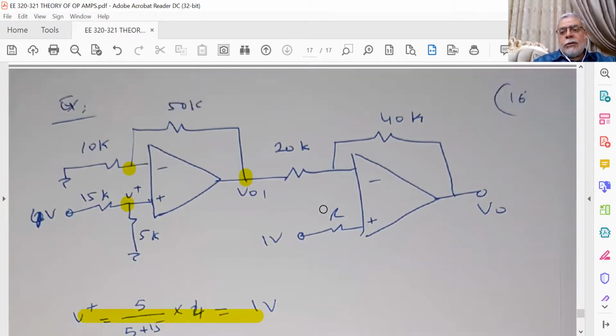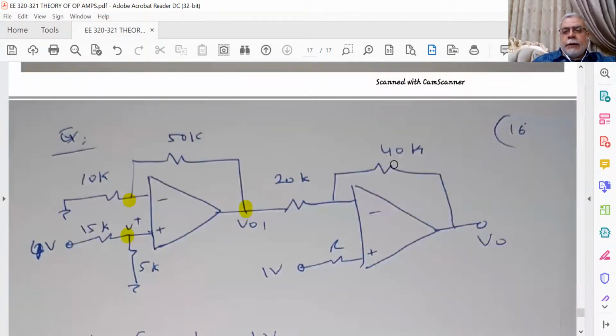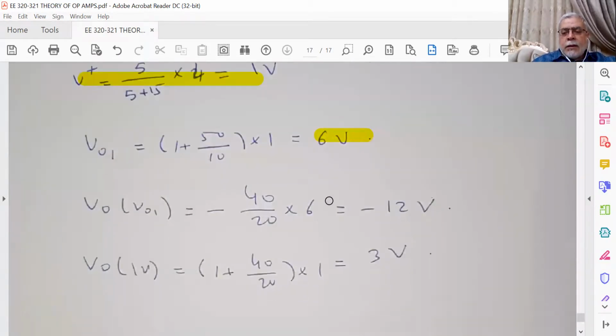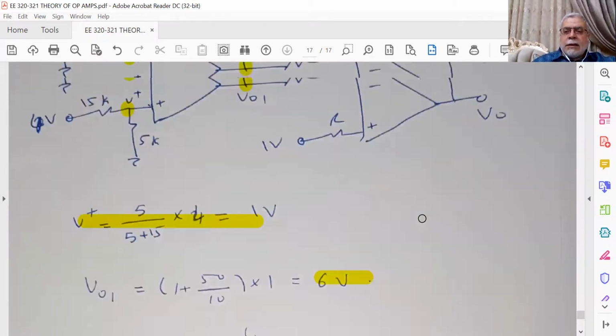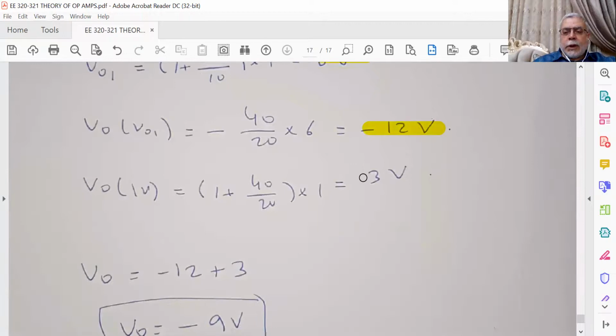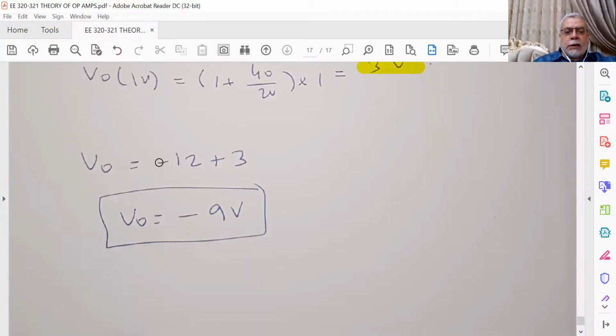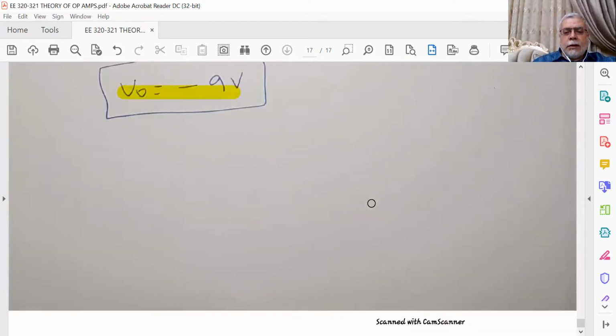So superposition, minus 40 divided by 20 multiplied by 6. So I have here 2 times 6 equal minus 12. And the second input, 1 plus 40 divided by 20, which is 3, multiplied by 1 will produce plus 3 volts. So the overall output will be minus 12 plus 3 equal to minus 9 volt.